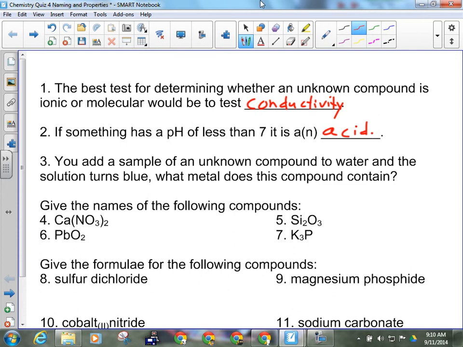Okay, number 3, you add a sample of an unknown compound to water and the solution turns blue. What metal does the compound contain? Copper, right.